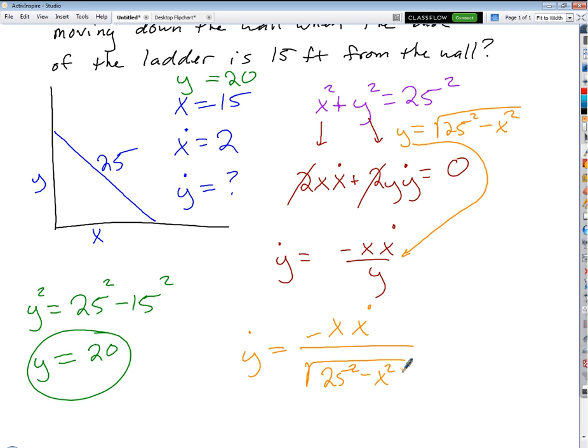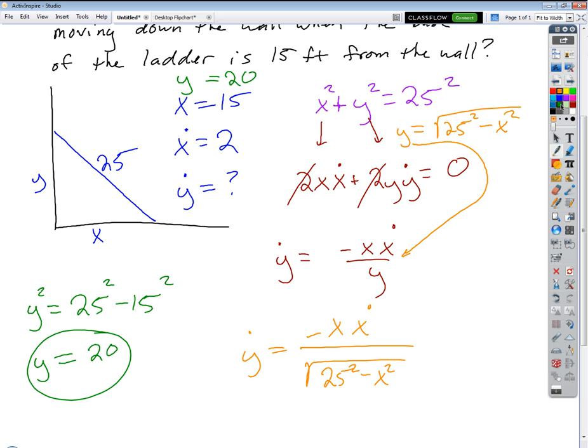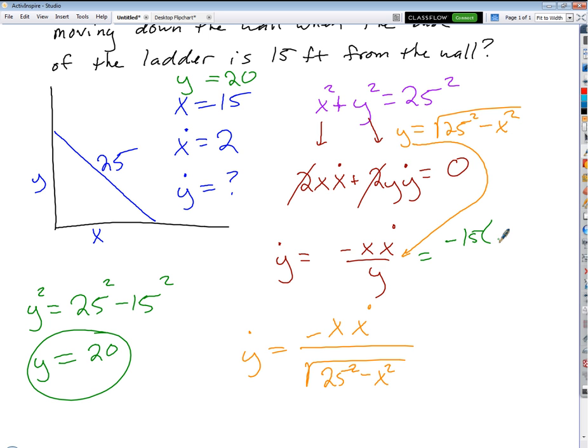So just in case you can't find y. Either way, let's go ahead and just plug in here, being as we already did that work to find that y is 20. Either way we slice it, we're going to get y dot equals negative 15 times 2 divided by 20. So I'm going to get negative 3/2.